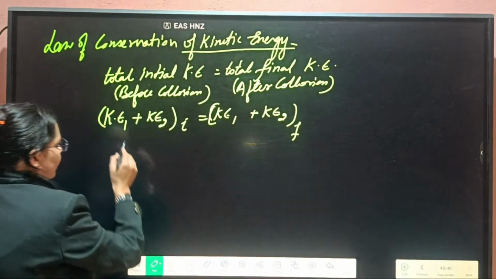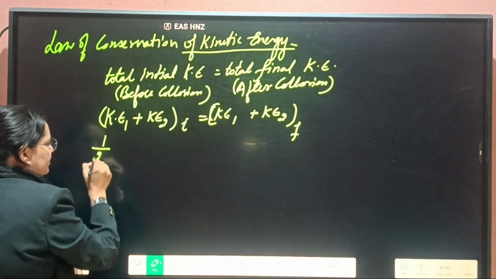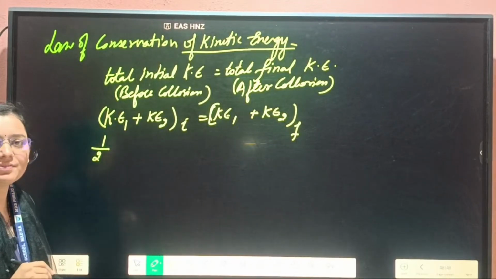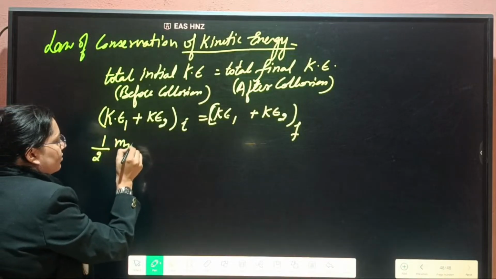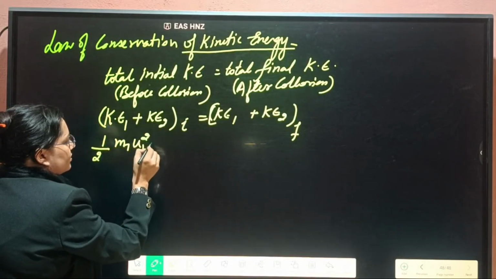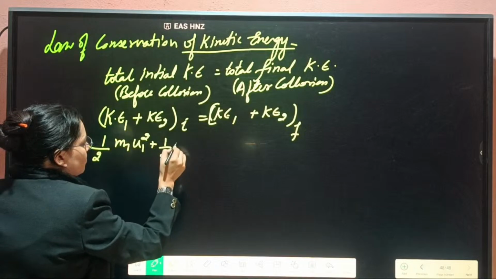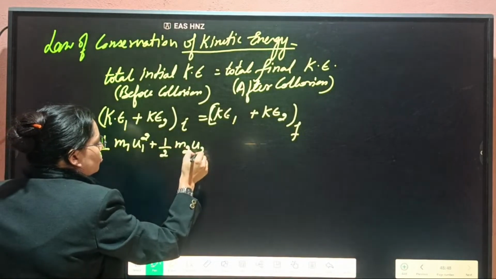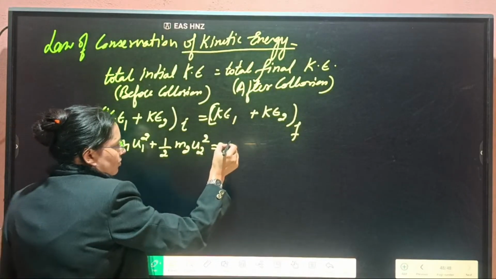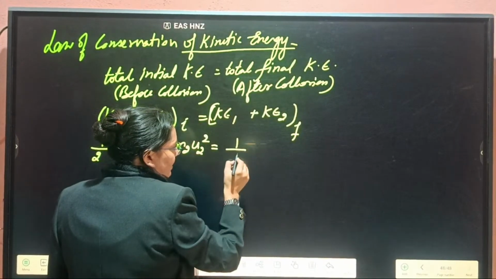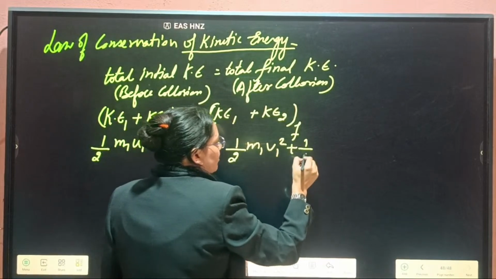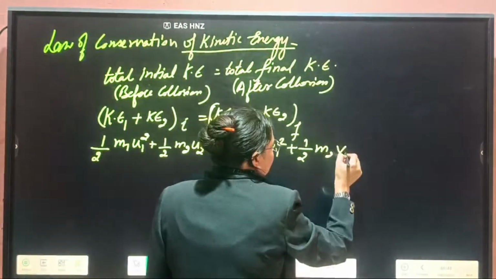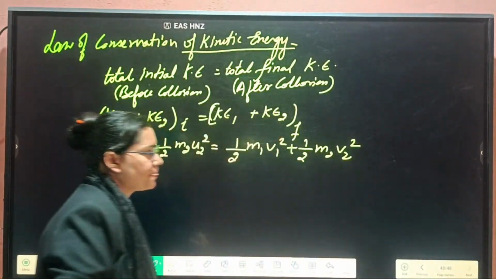So we are writing here this one kinetic energy. We know that if mass is m, v is a velocity, then we can write there half mv square. So initially mass m1, velocity u1, we can write there u1 square plus 1 by 2 m2 mass, u2 its velocity, equal to final kinetic energy of mass m1 v1 square plus 1 by 2 m2 v2 square.